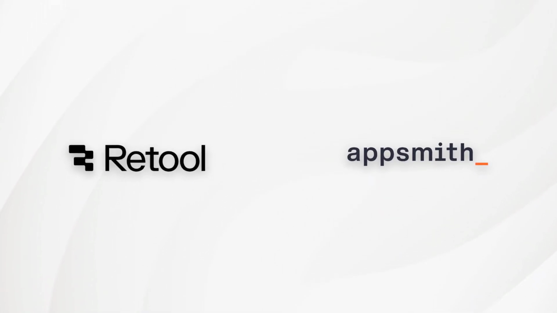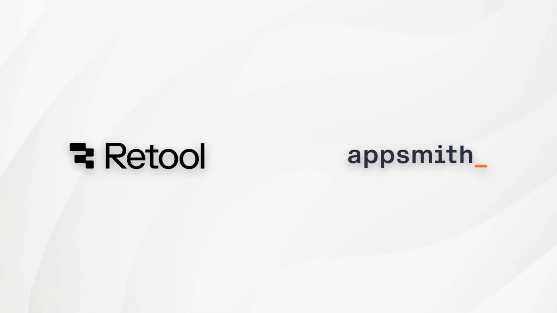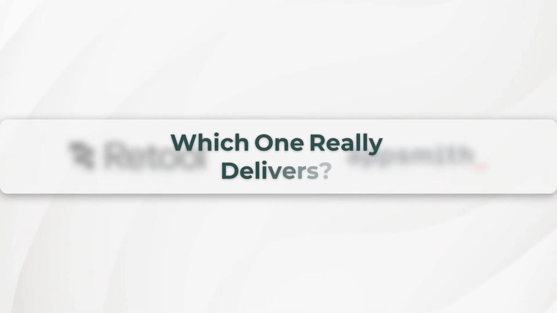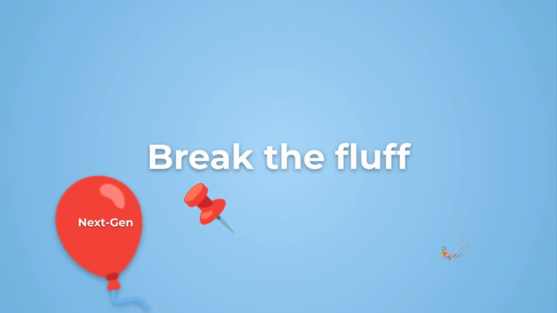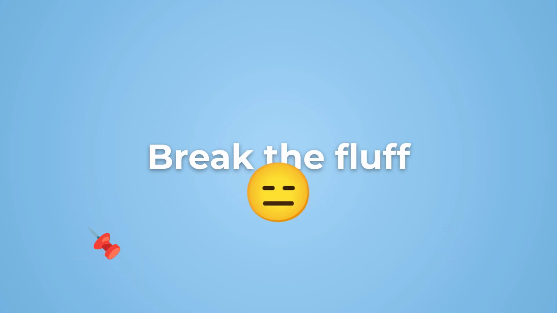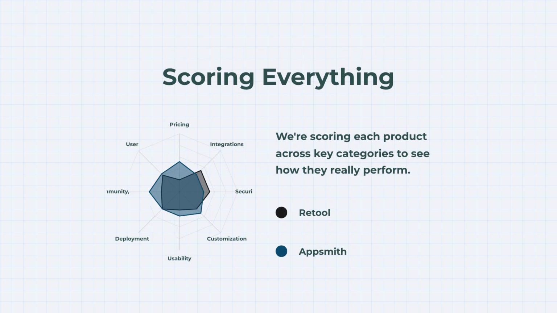Two powerhouse platforms for building internal tools, Retool versus Appsmith. Which one really delivers? On the left, Retool, billed as the fastest way to build custom internal tools. And on the right, Appsmith, an open source platform letting you craft internal apps your way. Let's skip the buzzwords and get to the real stuff. Each category earns points, and at the end, you'll see exactly who comes out on top. The result might not be what you expect.